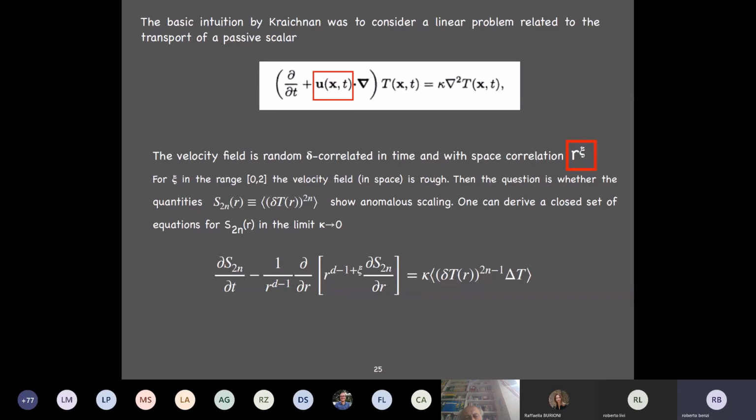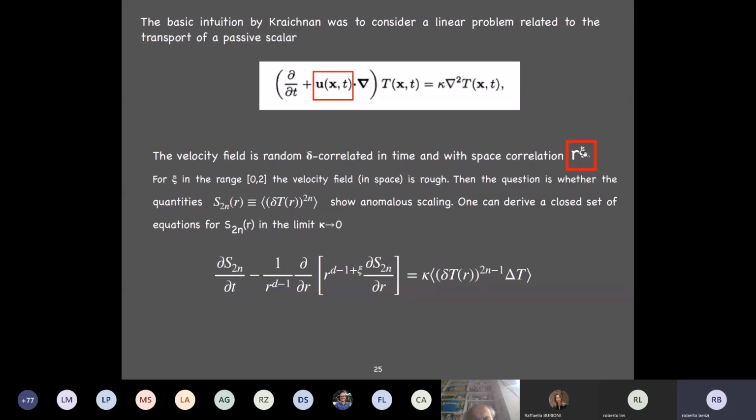Now, a passive scalar is something which is transported, like the temperature here, by a velocity and eventually dissipated by some diffusivity. Now, the velocity is supposed to be turbulent, but Kraichnan has the bright idea to consider not real turbulence, but a kind of rough, so to speak, field that he models as a velocity random field which is delta correlated in time, which is crucial, and with a space correlation which is supposed to be r to the c.